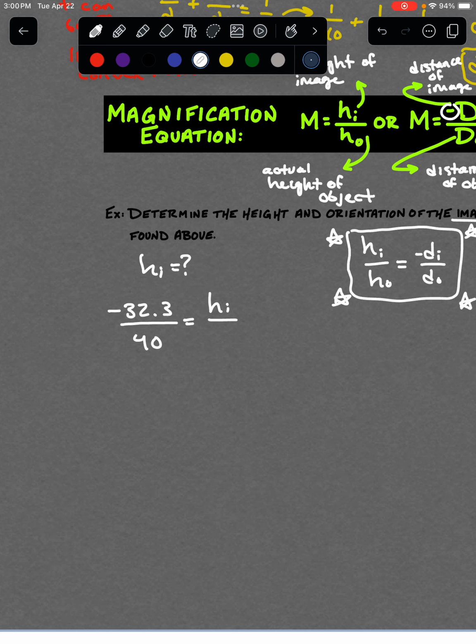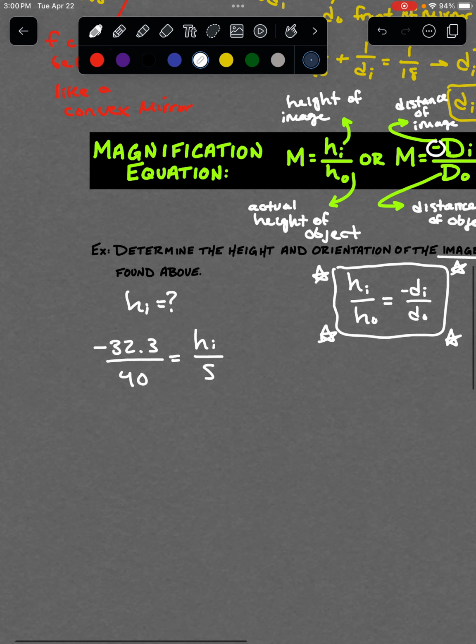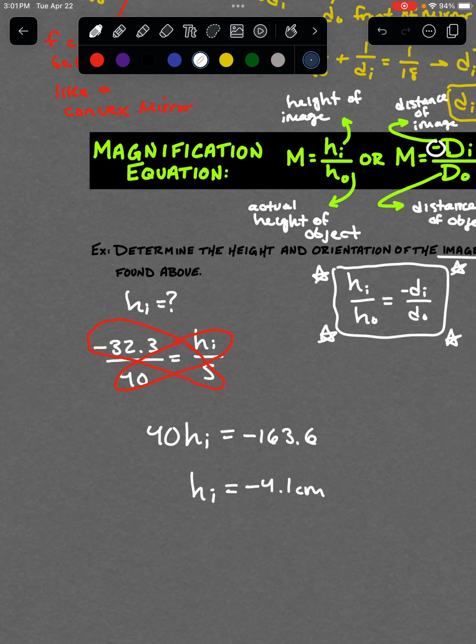I'm looking for the height of the image, and the question above said the height of the object was 5 centimeters. So a little cross multiplication. This is how I like to do these questions. So 40 hi is equal to negative 32.3 times 5, negative 163.6. Divide that by 40, and the height of my image is going to be negative 4.1 centimeters.